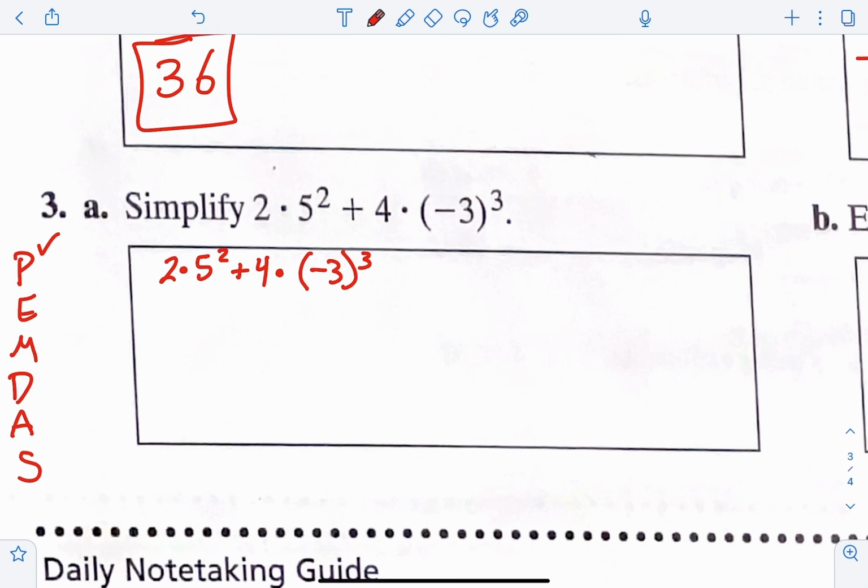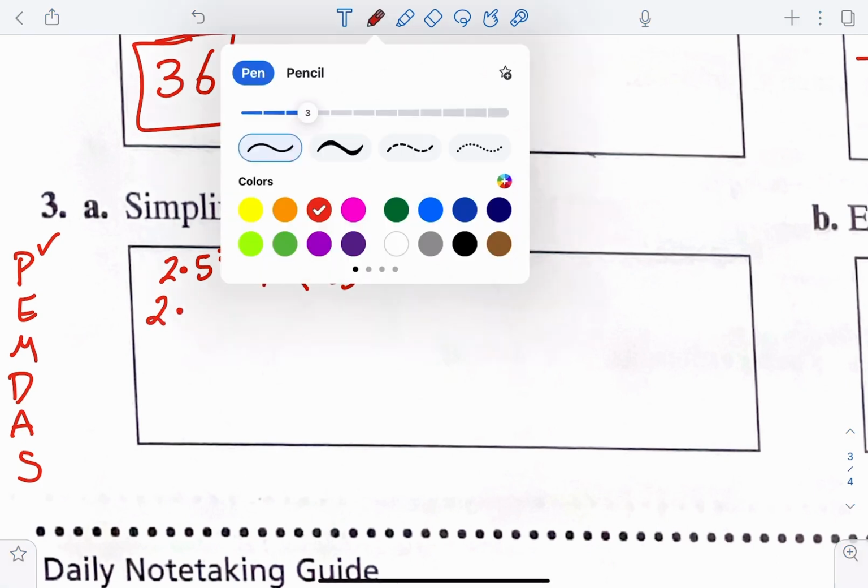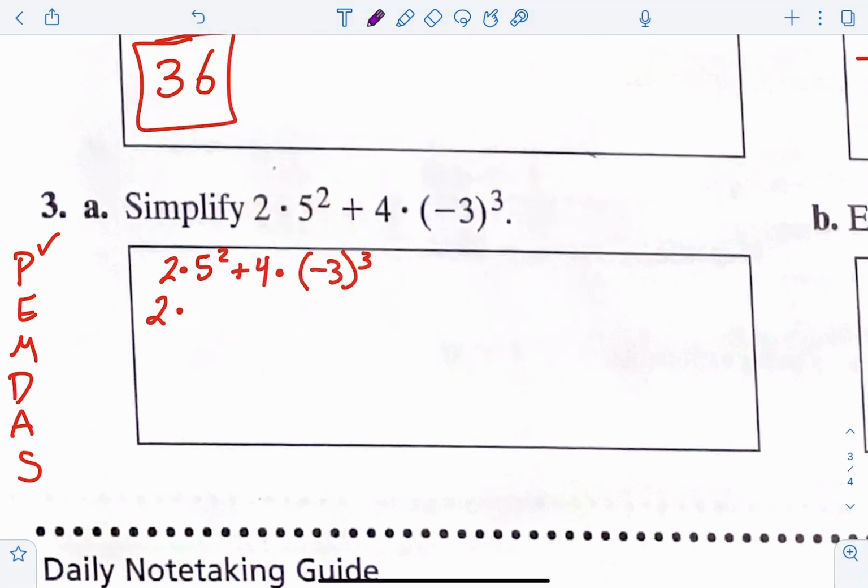So the first exponent that we're going to come upon is going to be that 5 to the 2. So I'm going to have 2 times, what is 5 to the 2? 5 times 5 is 25. And then I'm going to rewrite everything else. Plus 4 times negative 3 to the third. Okay, so the thing we changed, I'm going to make a different color so it's really obvious what we did. We took the 5 to the 2 and we turned it into a 25. Everything else we kept the same for now. We're not done with exponents though because we have another set.